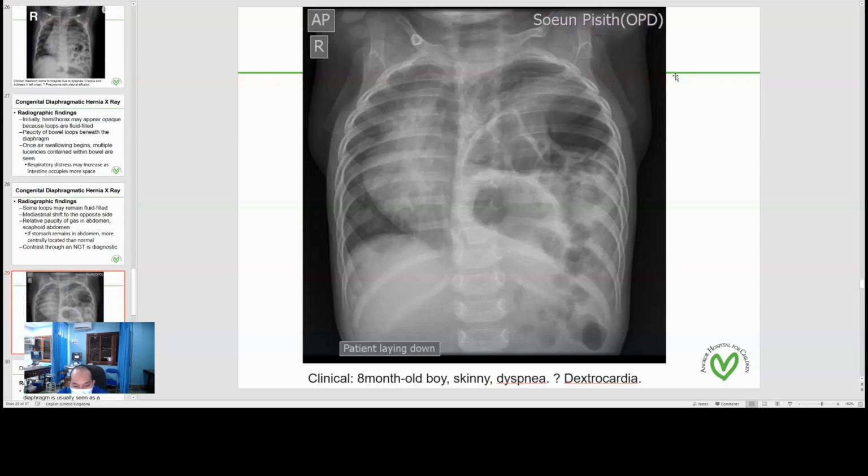And this is the case of an 8-month-old boy, skinny, with dyspnea. We were concerned about dextrocardia, but of course it's not. The heart sounds are abnormal on the right side because of bowel loops occupying the left hemithorax, but we can find the diaphragm definitely. It's at a very high level compared to the right side. So this is more likely a case of diaphragmatic eventration.